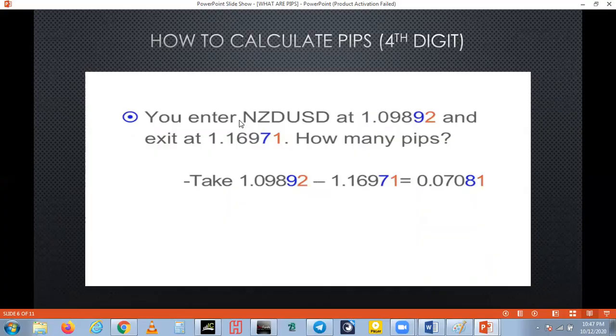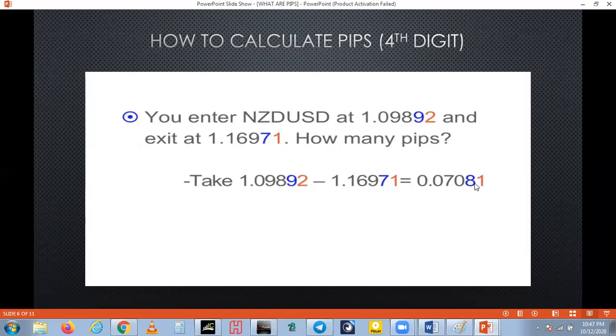So let's say you enter NZDUSD again at this price, 1.09892, and you exit at 1.16971. How many pips did you make? So you want to subtract them, and you see you made 0.0708. Then this one is what?